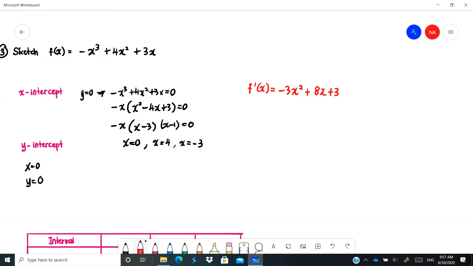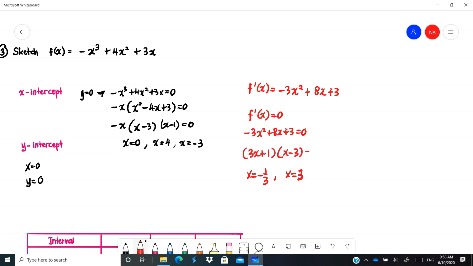So what we have to do next is to find where f prime of x is equal to 0. We'll have to let this function be equal to 0. You can actually use your calculator to factorize this. Okay, negative 3 and 3. So we'll get, firstly, x equal to negative 1 over 3, and the last one will be x equal to 3. So this one is 3x plus 1. Please write the factorization form.